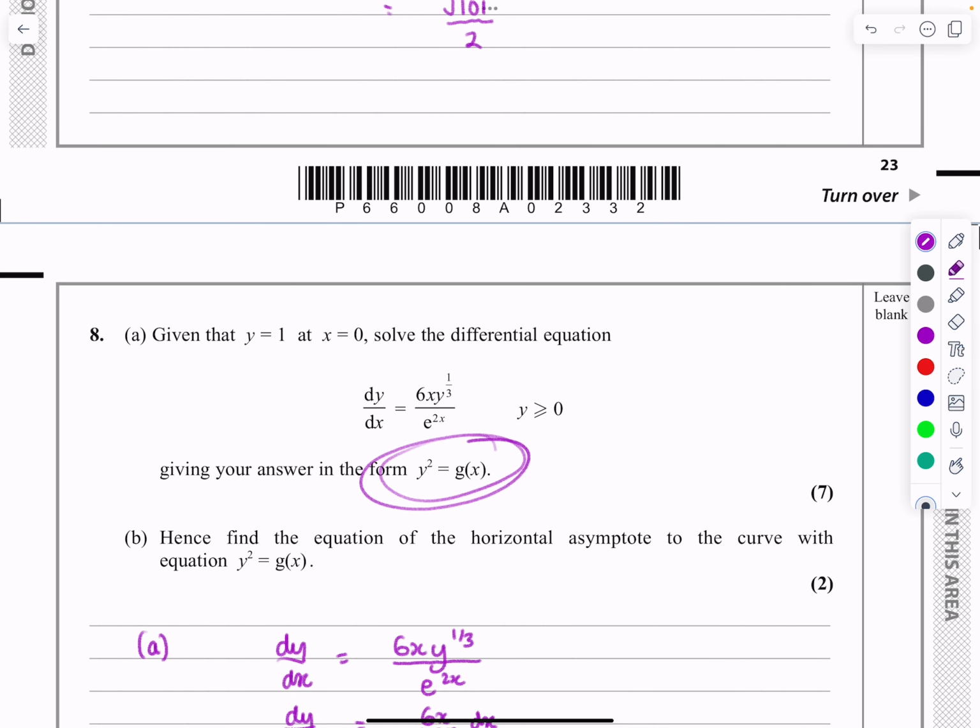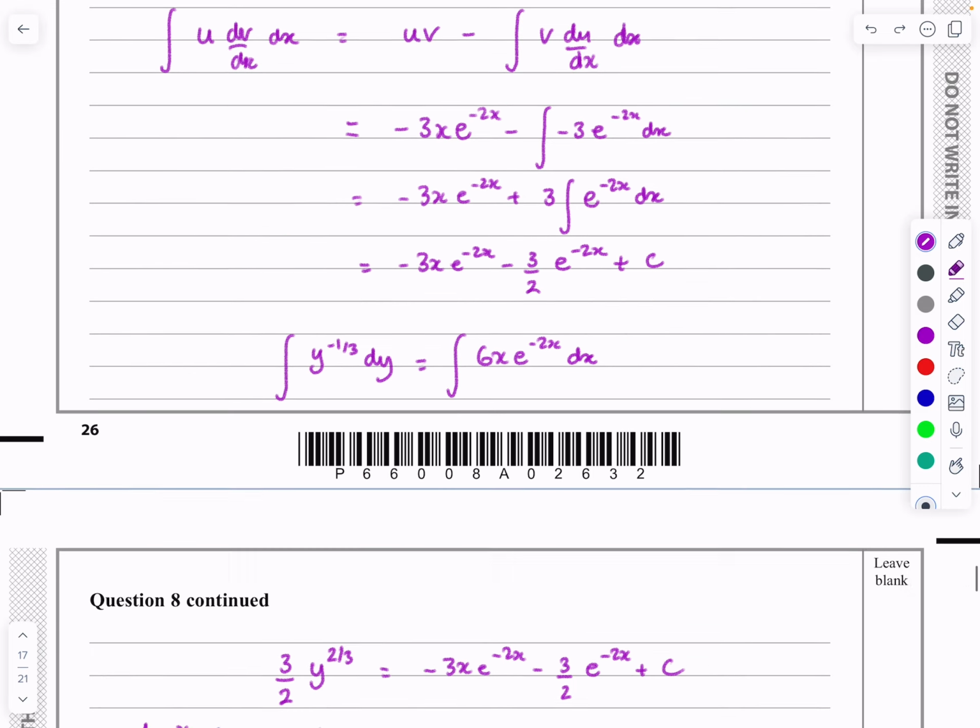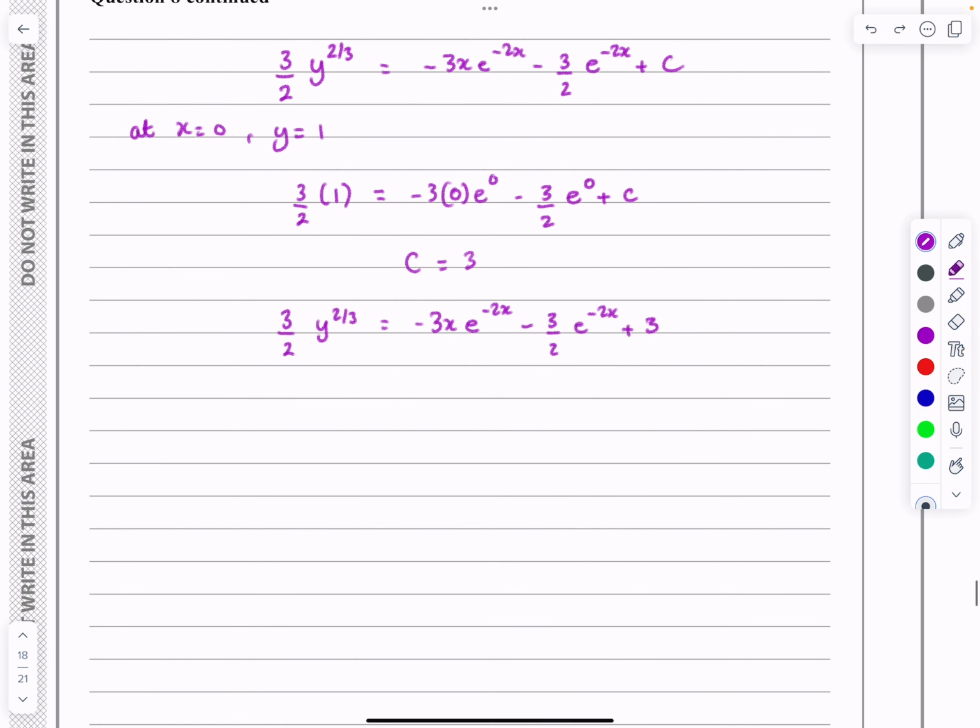Now, even though I haven't mentioned it to you guys, I did already notice that we need to have our answer in that format there. So we're not quite finished. I want to get y squared equals. So if I'm looking at this side here, first thing to do is to get rid of that 3 over 2. So if we multiply everything by 2/3, I'm going to get y to the 2/3 equals minus 2x e to the minus 2x minus e to the minus 2x plus 2. What I've done with that is to multiply everything by 2/3 there.